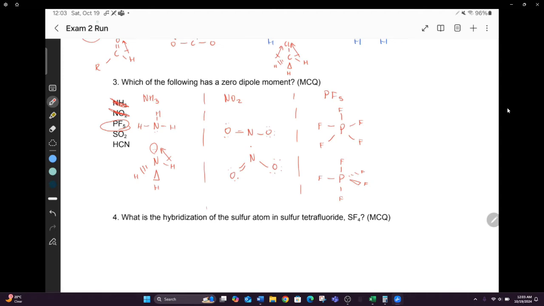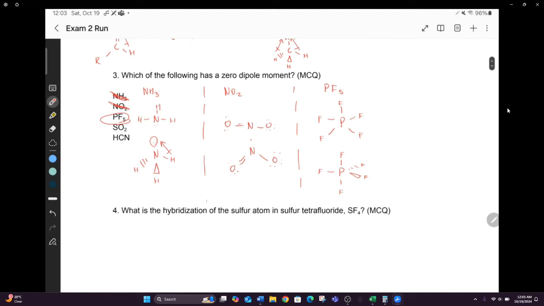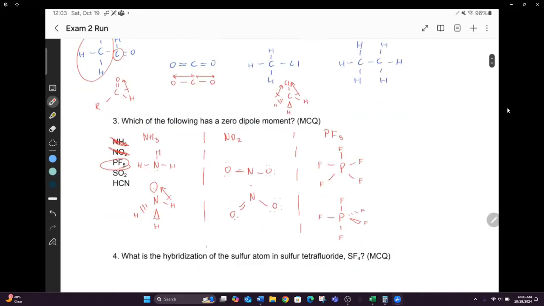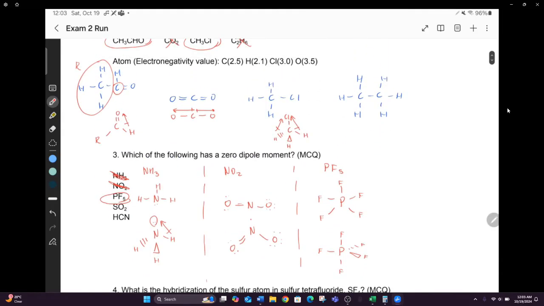But yeah, that's why PF5 has a zero dipole moment. Again, when you're looking at these two questions, shape. Number one, is there a difference in electronegativity? Number two, does the shape contribute to the difference, affecting the dipole moment? So just think about that for a second.